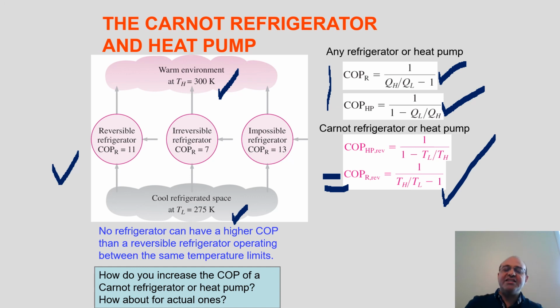So this 11 is the best efficiency that you can get from a refrigerator. In reality, refrigerators must have a COP less than 11, for instance 7. And it is impossible to construct a refrigerator working between 275 Kelvin and 300 Kelvin with a COPR greater than 11. So a COP of 13 is simply impossible.